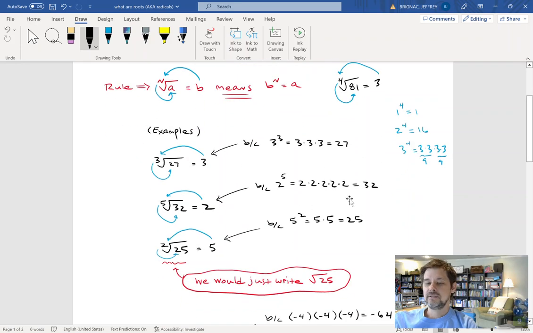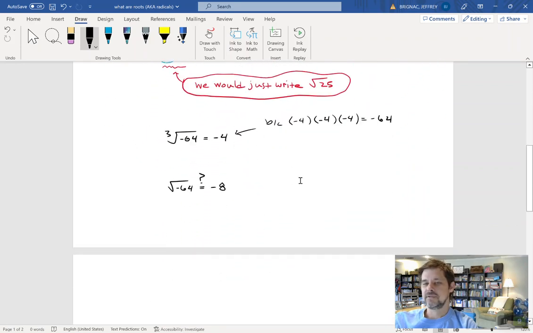Okay, let's do one more. What if you have negative numbers, like the third root of negative 64? So same thought process. The third root of negative 64 is negative 4 because negative 4 to the third power is in fact negative 64.